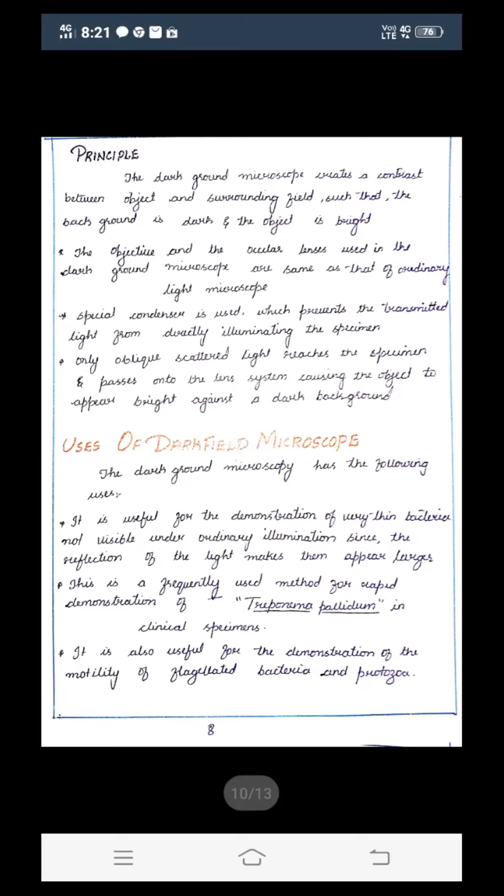This is a frequently used method for a rapid demonstration of Treponema pallidum in clinical specimens. It is also useful for the demonstration of the motility of flagellated bacteria and protozoan.